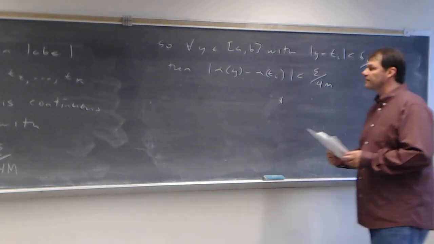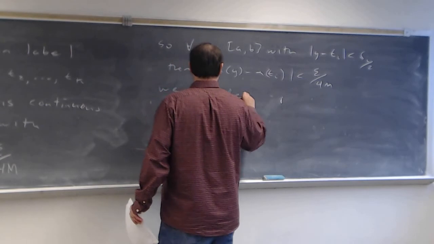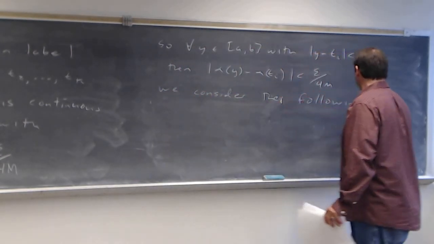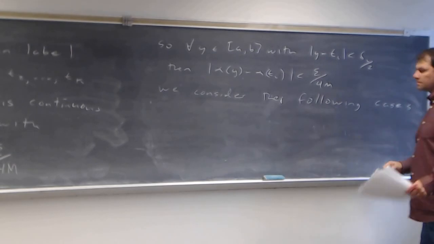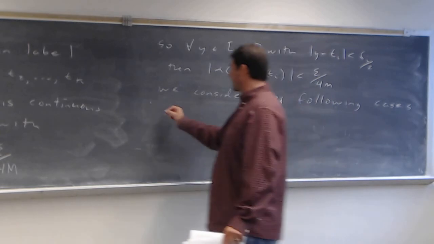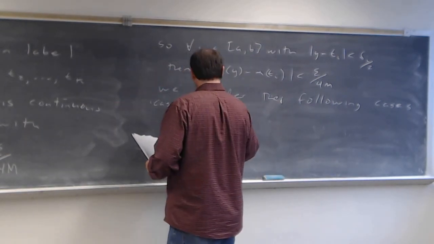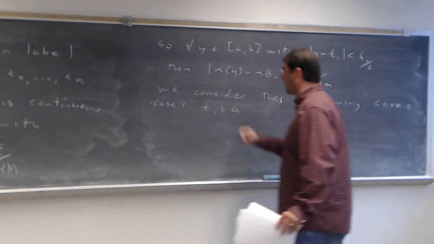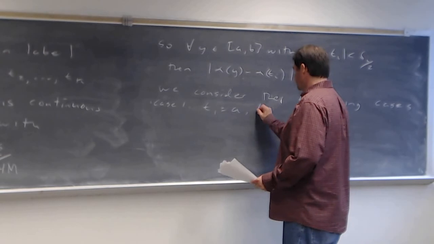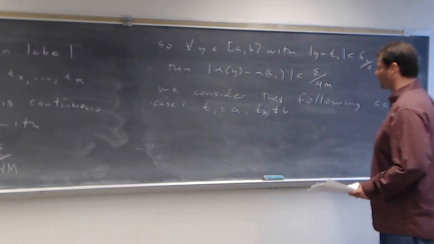So we consider the following cases. So, first case is that t sub 1 is equal to a, the first point of discontinuity for f, and t sub k is not b. So the last point of discontinuity isn't the endpoint of the interval.